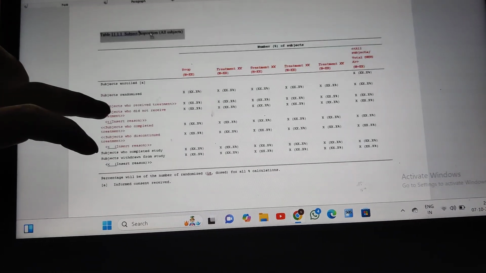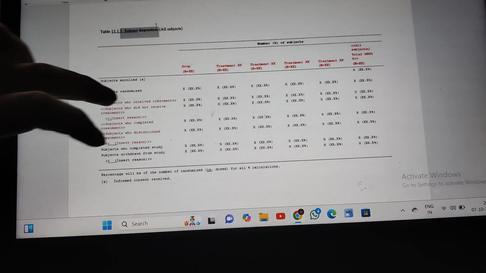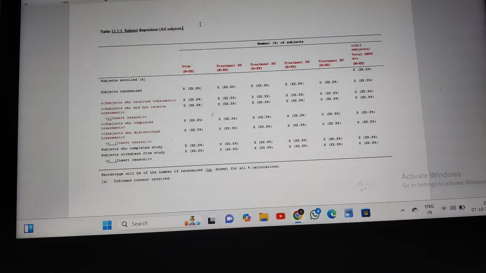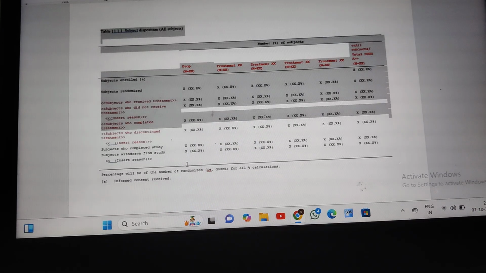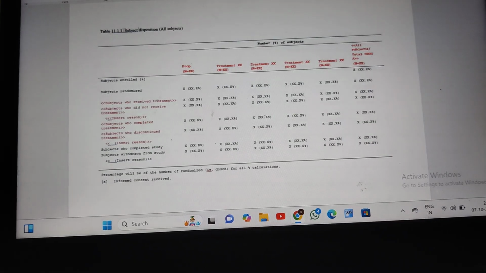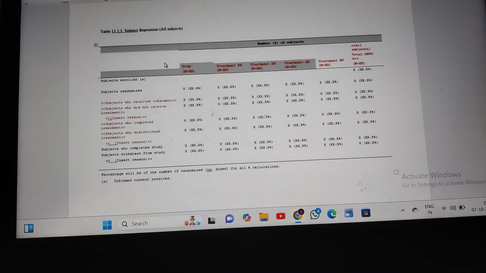Here is the table title: Table 11.1.1, subject disposition. Whenever you see each and every table, there will be something in brackets. In most cases, it is the population flag. For example, here they mention all subjects, which is nothing but everyone who participated in this study; all the subject data needs to be represented in this table. So this is the subject disposition for all the subjects. Next, this is also a header of the table, and each of these we can call a header count.